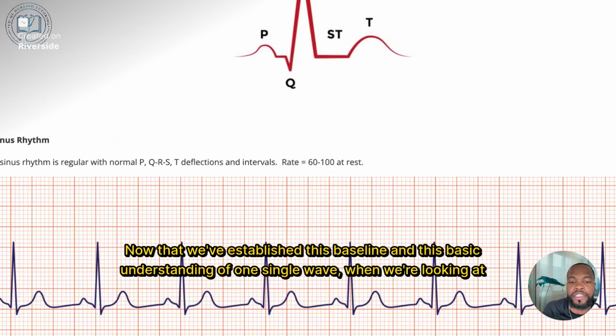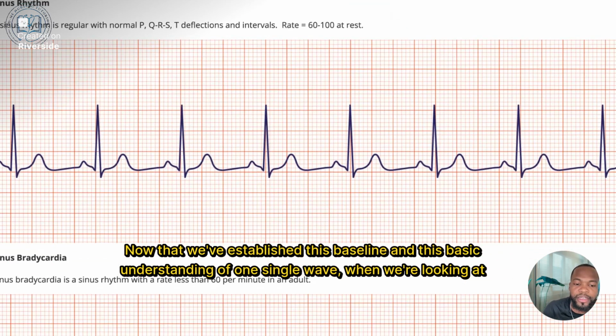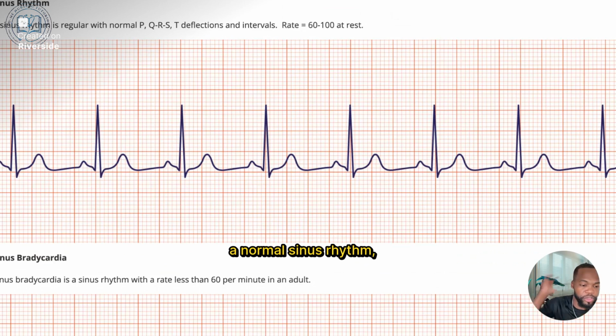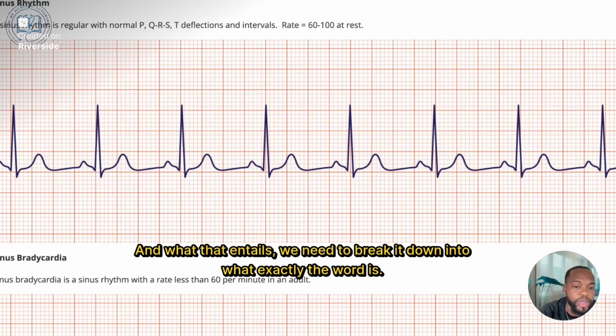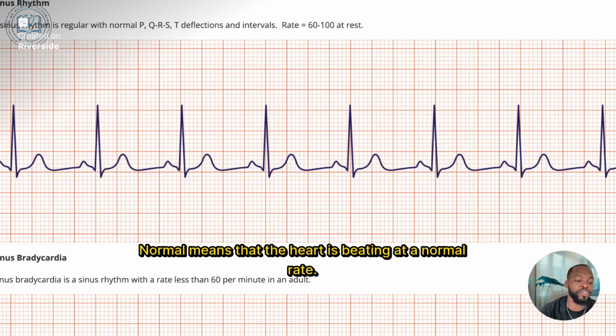Now that we've established this baseline and this basic understanding of one single wave, when we're looking at a normal sinus rhythm and what that entails, we need to break it down into what exactly the word is. We know normal, sinus, and we know rhythm. Normal means that the heart is beating at a normal rate.